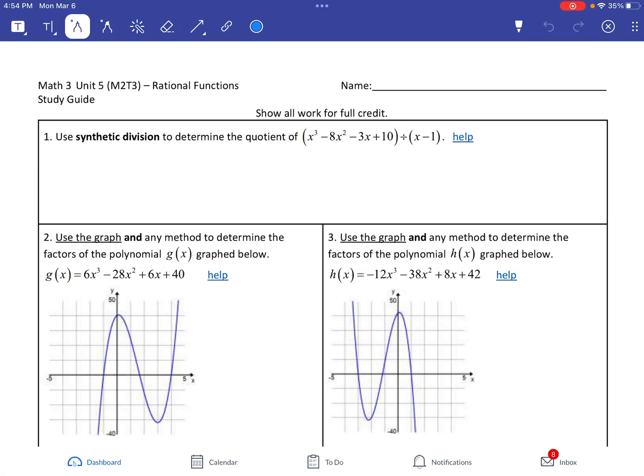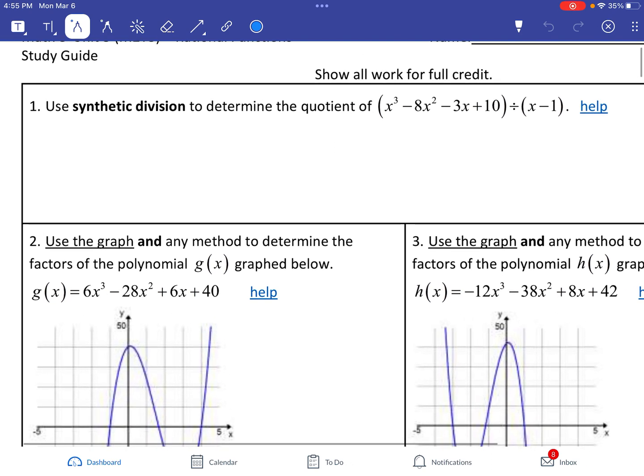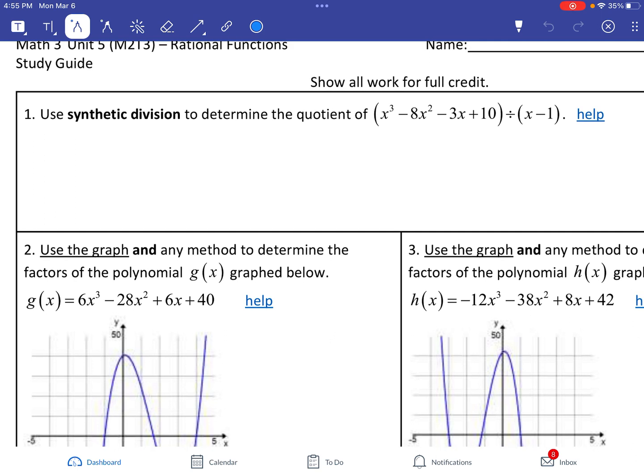This is the Unit 5 review key video. If you follow this video, you'll find everything you need to know about this review sheet. Let's get started. First problem is use synthetic division to determine the quotient of that polynomial.